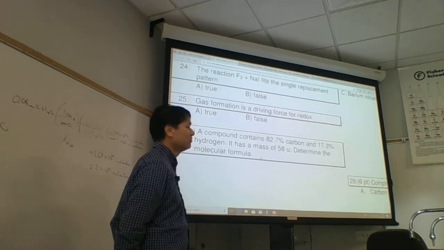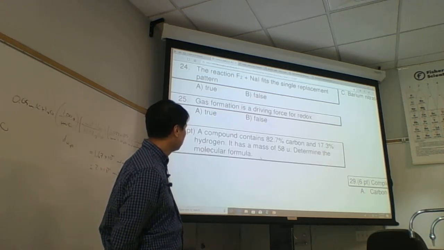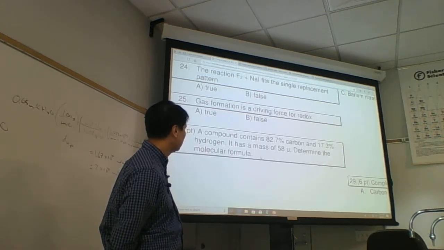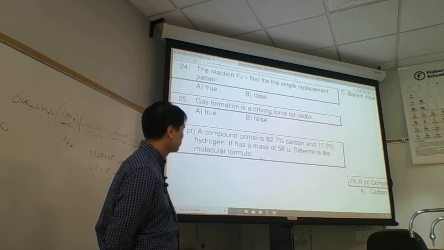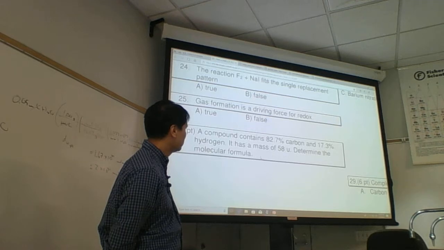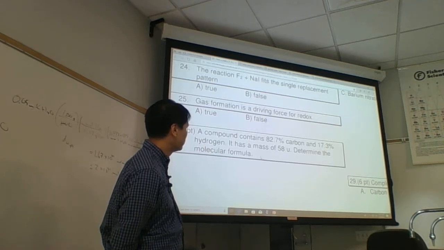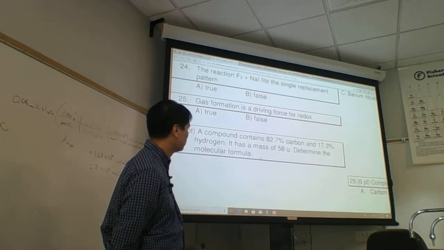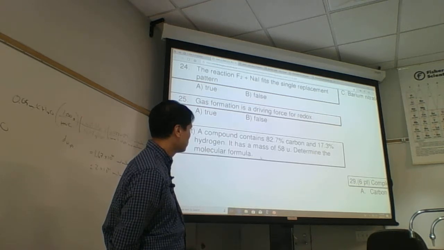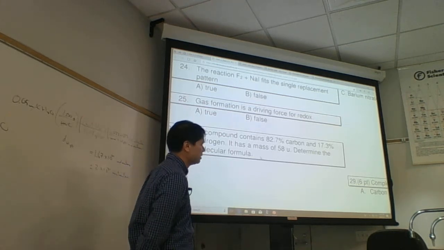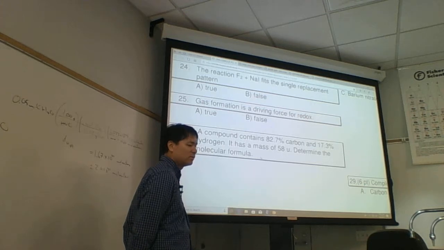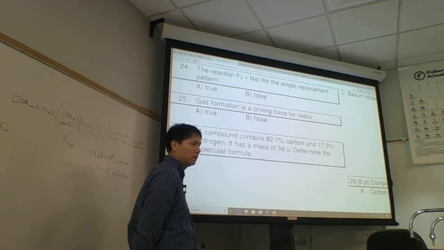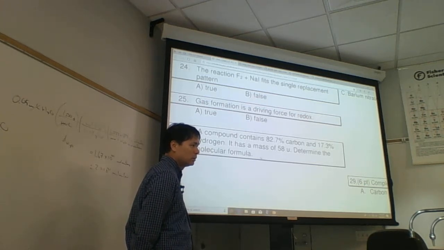26 is this compound, contains carbon and hydrogen and has a mass of 58 U. What is its molecular formula? So this is just determining first the empirical formula and then determining the molecular formula. So what are the steps involved in this? Well, what is a formula? Is a formula a mass ratio or a mole atom ratio?